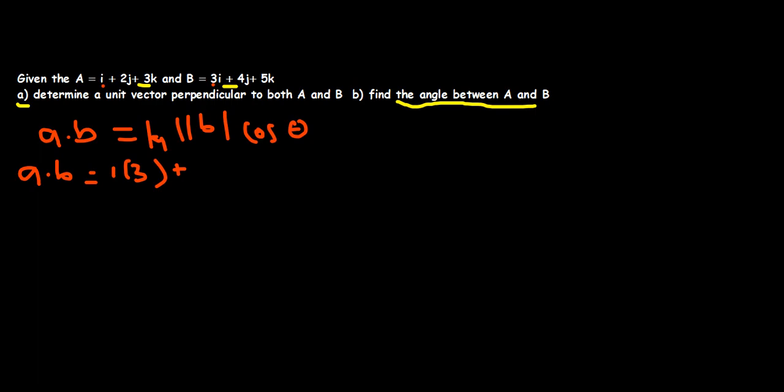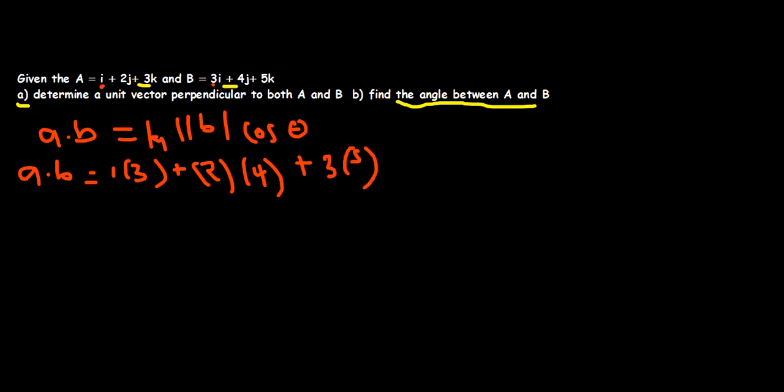Yes, this is the dot product. We are using the dot product to find the angle between A and B. No, we are done with the equation on the cross product. So we are multiplying 1 multiplied by 3, which is this, and then 2 multiplied by 4, plus 3 multiplied by 5.